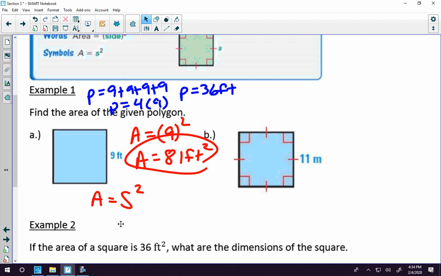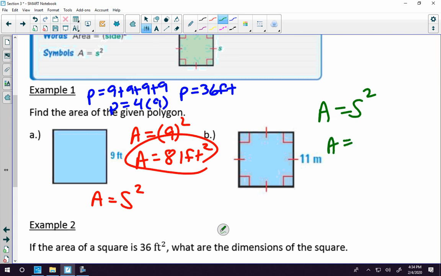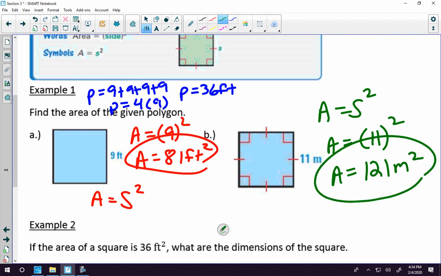Moving on to example B, how do we find the space inside of this square? Again, we're using capital A for area. Area equals side length squared. Substituting in our given information, the side length is 11, so it's 11 squared, which means 11 times 11. So the space inside of this square is going to be 121 square meters. If we wanted to find the perimeter, it would be 4 times 11. The perimeter would be 44 meters.